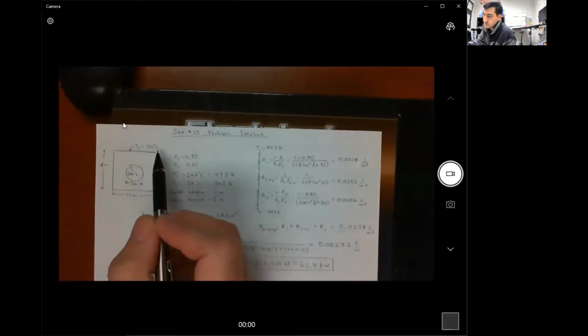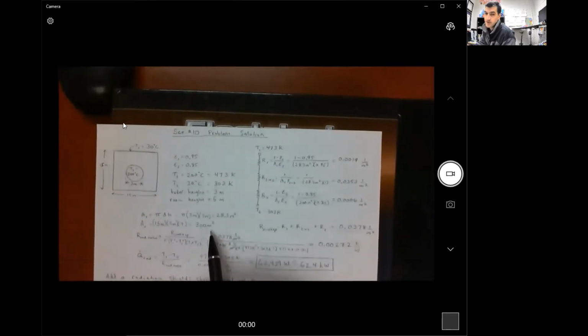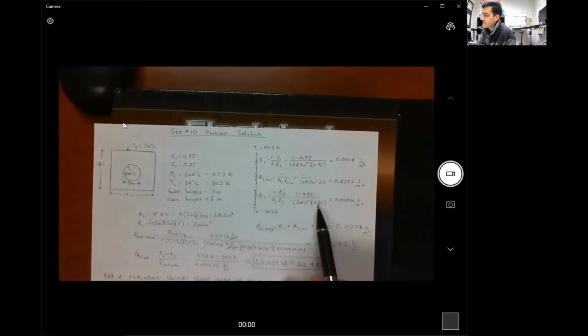So I had to calculate that here. The surface area of the walls is 15 meters, because that's the length of one wall, times 5 meters, because that's the height of one wall, times 4, because there are 4 walls. 1, 2, 3, 4. So when I do that, I get 300 meters squared as the surface area of the walls of the room. So plug that in, plug in the emissivity of the walls again, 0.85, and you get a surface resistance at the walls of 0.0006 1 over meters squared.